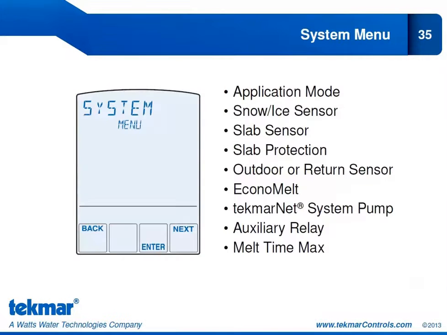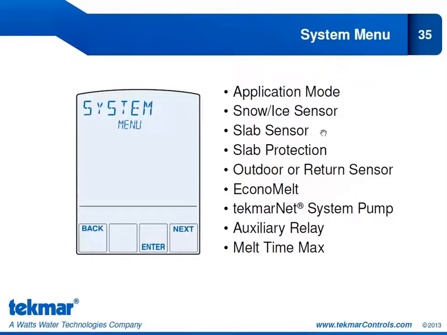The next menu we'll look at is the system menu. And in this menu, you will choose your application mode. You will choose your snow ice sensor. So you will select here if you're using an 090 or if you're using an 095.